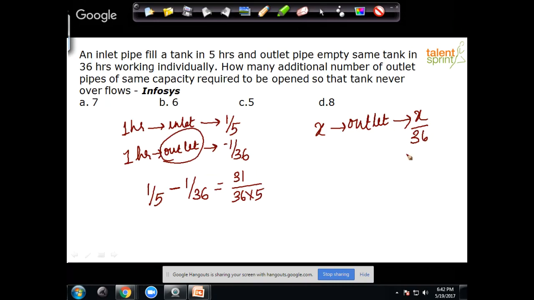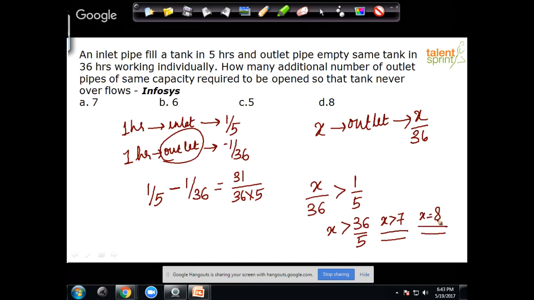When the work done by these outlet pipes is greater than the work done by the inlet pipe, only then will the tank not be filled. So if X by 36 is greater than 1 by 5, the tank will not be filled. We know that X is greater than 36 by 5. Roughly, 36 by 5 is 7, so X is greater than 7. So the smallest possible value is X equal to 8, and the tank will not be filled.